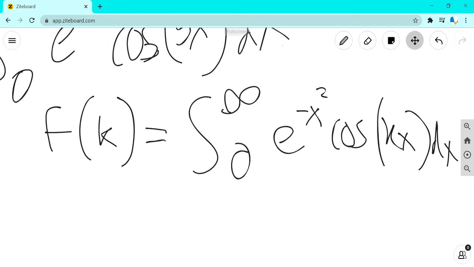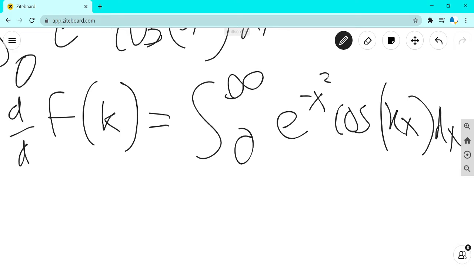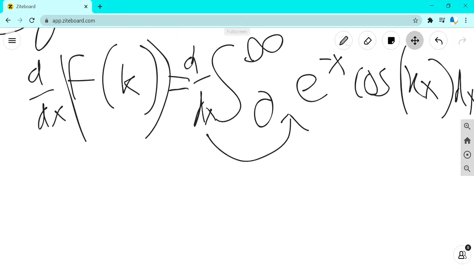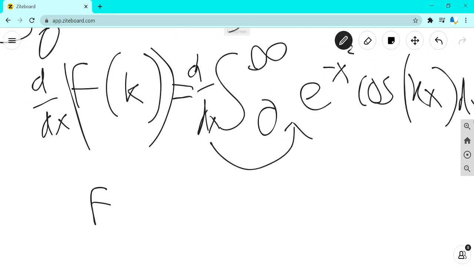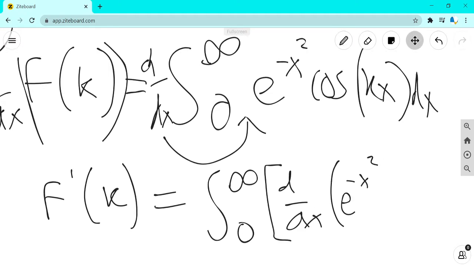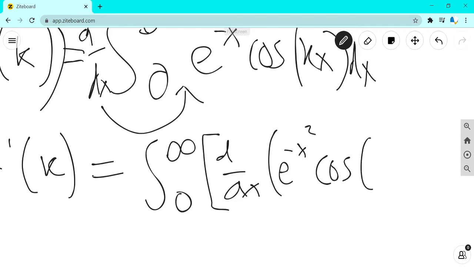Now, what we can do with this is differentiate both sides. And if you didn't know, the derivative of this integral can go inside. So f prime of k is equal to the integral from infinity to 0 of d over dk of e to the negative x squared cos of kx dx.